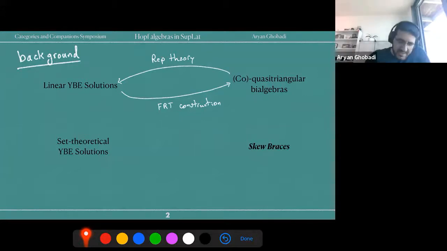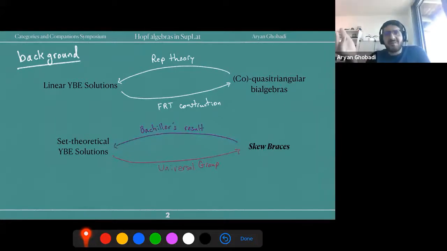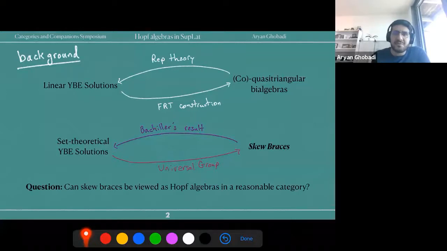And the reason is, whenever you take a set theoretical solution, you can create a universal group, and that guy's going to be a skew brace. And any skew brace automatically has a solution, but really there's another result that tells you if I give you a skew brace, you can generate a bunch of solutions from it. So this picture starts very much looking like the one in the 80s. And the question for me, as a guy who's into monoidal categories, is can you view skew braces as Hopf algebras or bialgebras in a reasonable category? So this picture should be copied, but in a reasonable category.